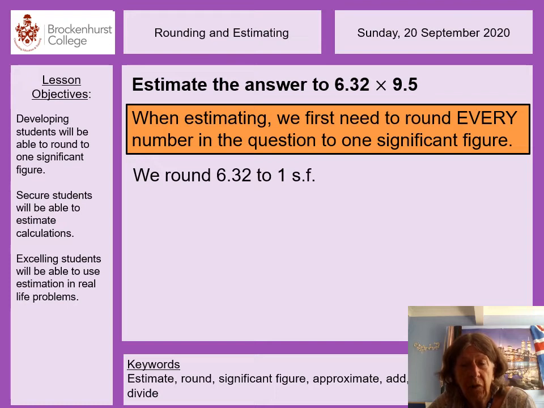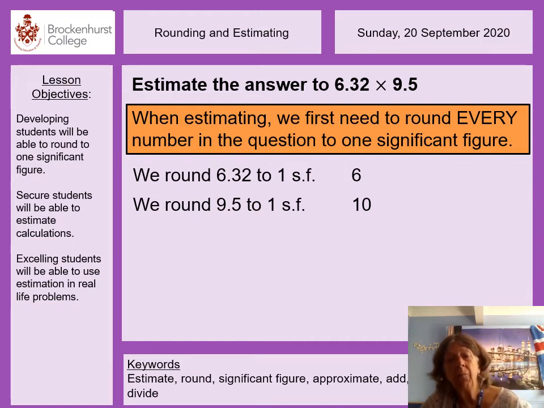So we look at 6.32 and we round this to one significant figure, which is 6. 6.32 is between 6 and 7, but to one significant figure it's nearest to 6. We round 9.5 to one significant figure. Now 9.5 is between 9 and 10, but the 5 will make it round up, so the answer is 10. Note we only have one figure in the 6 and we only have one figure in the 10, the 1. The 0 is not counted, but it needs to be there to show its place value.